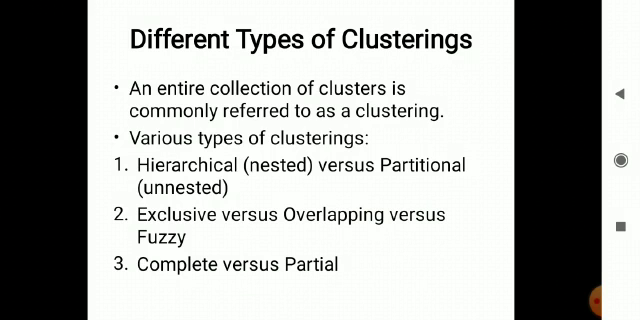Coming to the next one, that is exclusive versus overlapping versus fuzzy clustering. What do you mean by exclusive? As the name specifies, exclusive means each data object is assigned only to a single cluster. It exclusively belongs to a particular cluster. A data object may not be present in more than one cluster. If I consider a data object X, it will belong to either cluster 1 or cluster 2 or cluster 3, but not more than one cluster. It will be present in only one of the clusters, and hence you can call it exclusive clustering.